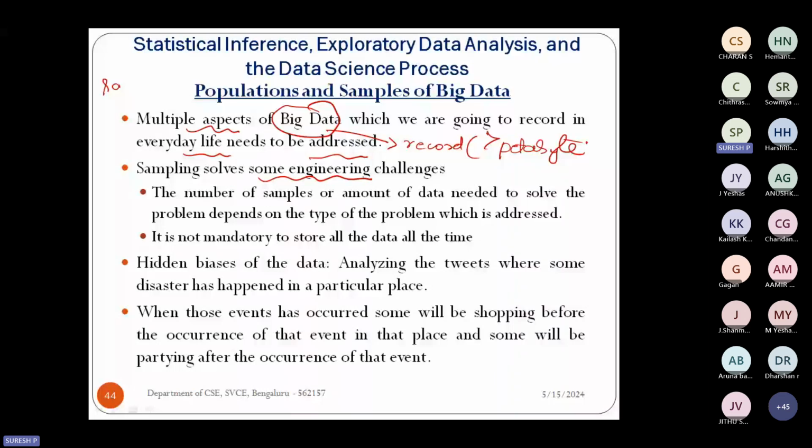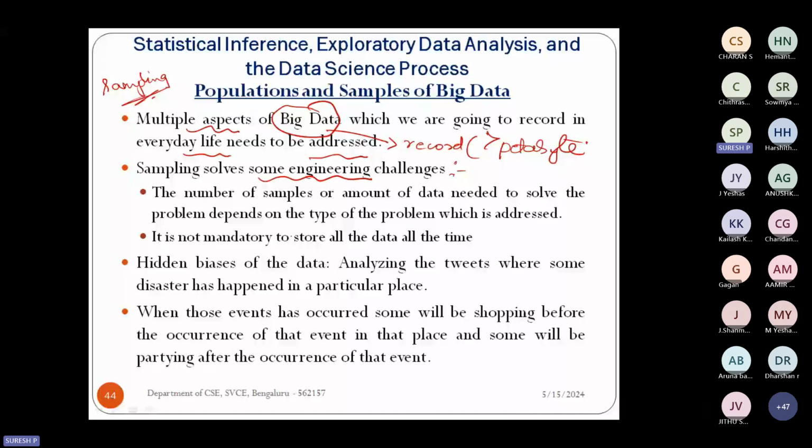Why we have to do the sampling is the next thing. Sampling basically solves the engineering challenges, because when you take the samples, you are going to arrive at some decision. The number of samples or amount of data needed to solve the problem depends upon the type of problem which has been addressed.